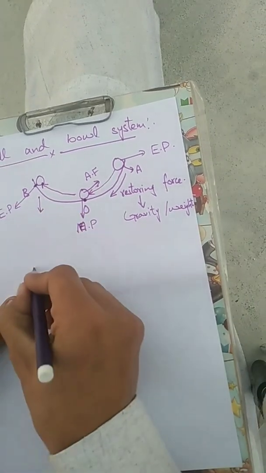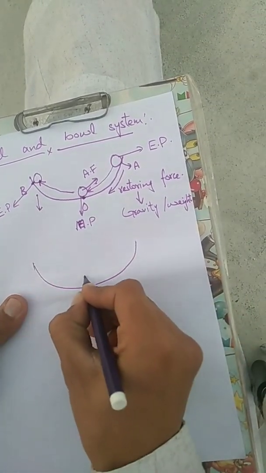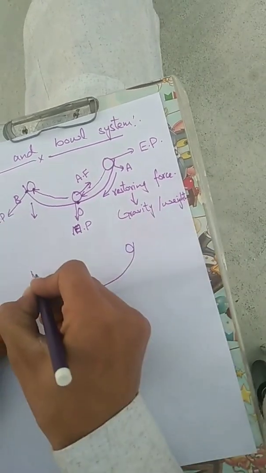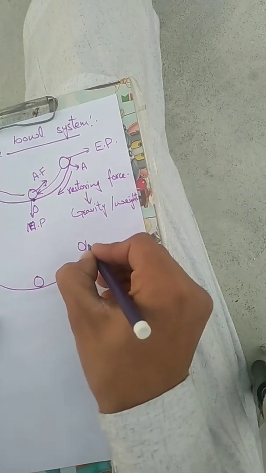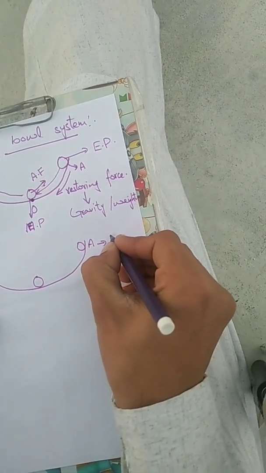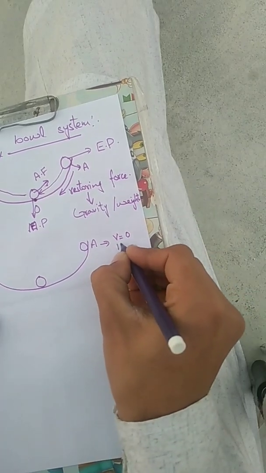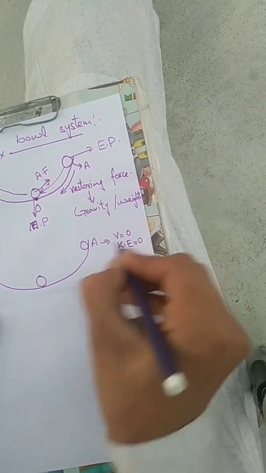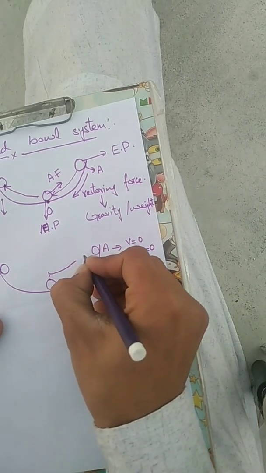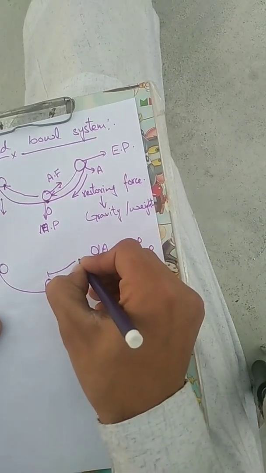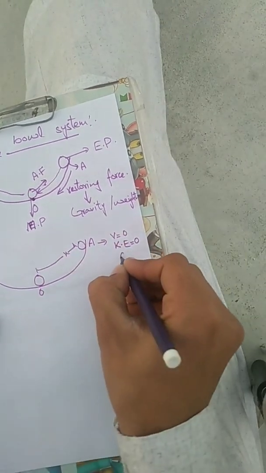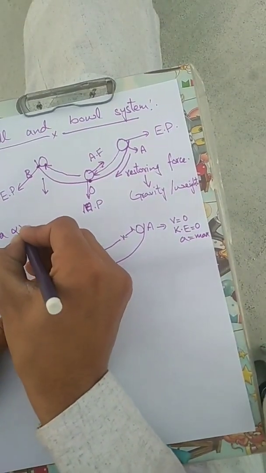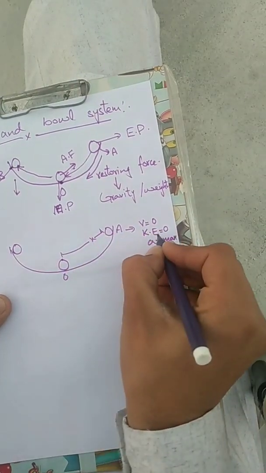Now we shall discuss what energy changes take place. For energy changes, draw a separate diagram and label the energy changes. At point A, the object comes to rest, so its velocity is 0. If velocity is 0, then kinetic energy is 0. But displacement from point O to point A is maximum. If displacement is maximum, then acceleration is maximum. We know that in simple harmonic motion, acceleration is directly proportional to displacement.